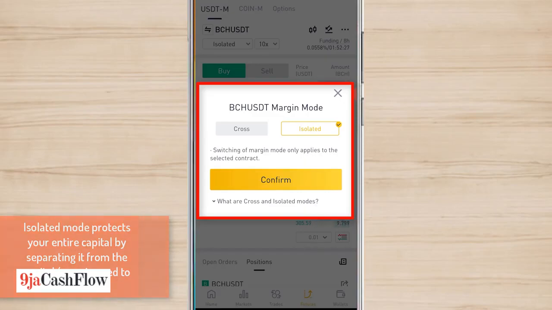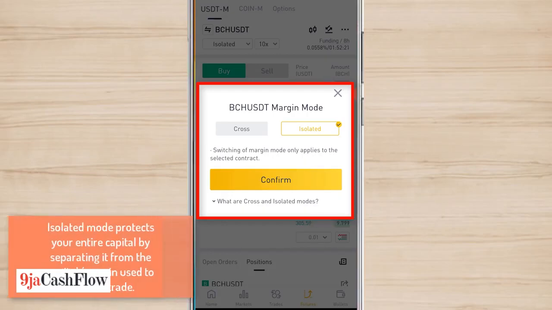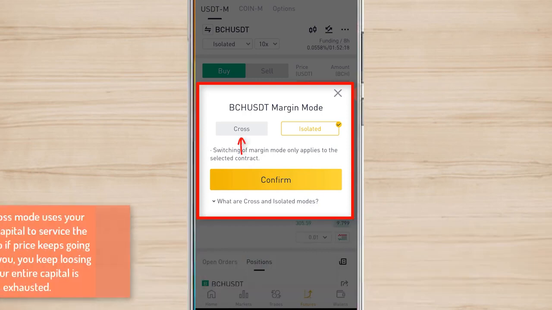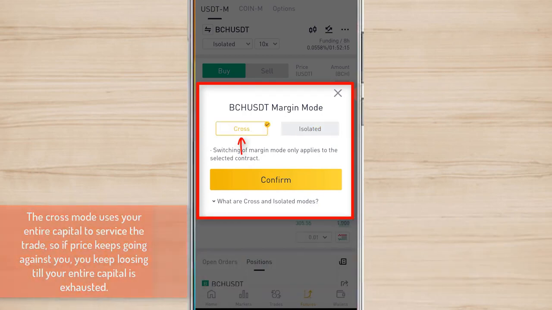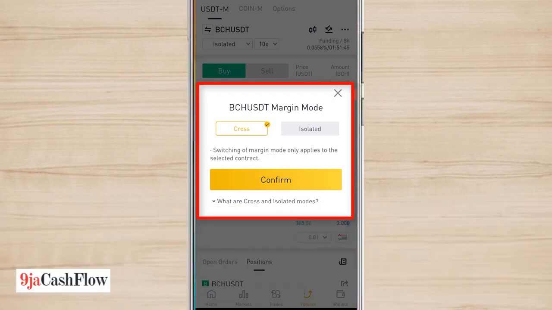Maybe the price just kept falling and the trade didn't go as planned and you start losing money sharply. You only lose the isolated amount. But if you choose cross, all the balance in your account will be used to service that trade. So if the trade keeps going against you, you keep losing till you have lost all your capital, except if you use a stop loss. But this is the first step you need to do.